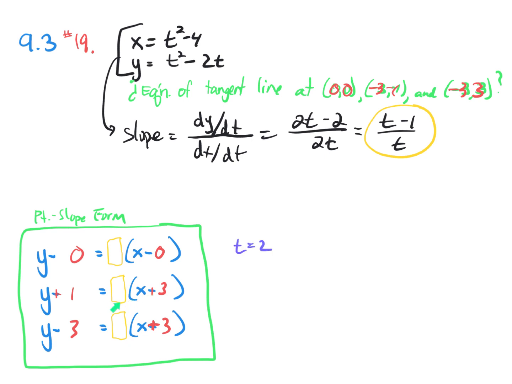All right, how about when the point is negative 3, negative 1? What t value gives us an x coordinate of negative 3? 1 works. When t is 1, x is negative 3. That could be either of these. Okay, when t is 1, what is y? 1 minus 2, which is a negative 1. All right, so that's for this point. So for that point, t is equal to 1.